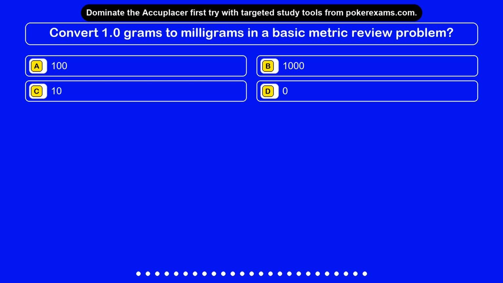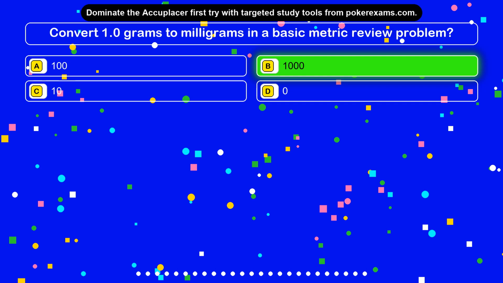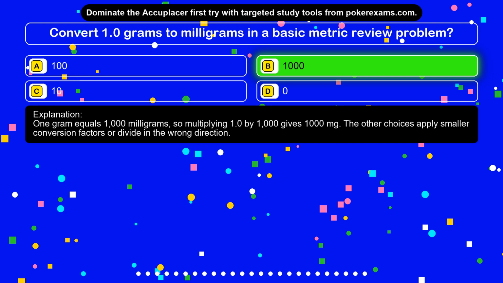Option A, 100. Option B, 1000. Option C, 10. Option D, 0. The correct answer is option B, 1000. 1 gram equals 1000 milligrams, so multiplying 1.0 by 1000 gives 1000 milligrams. The other choices apply smaller conversion factors or divide in the wrong direction.